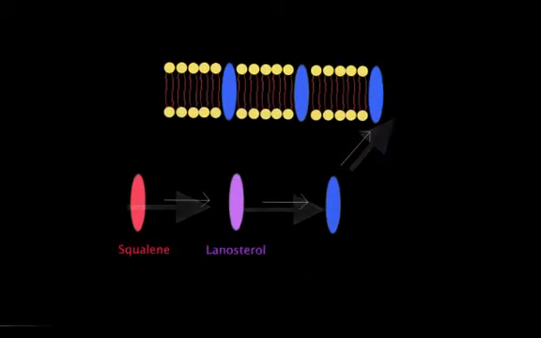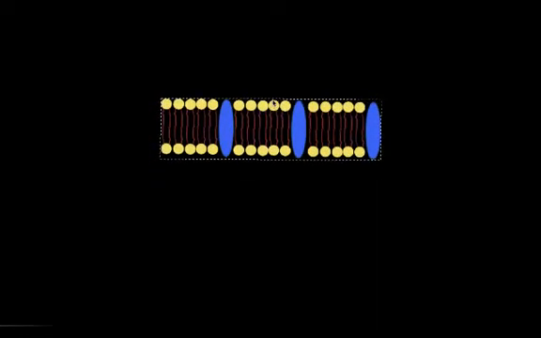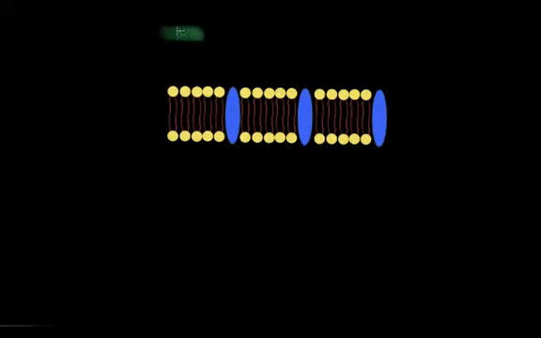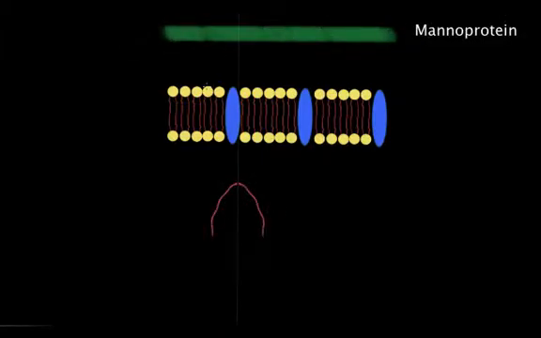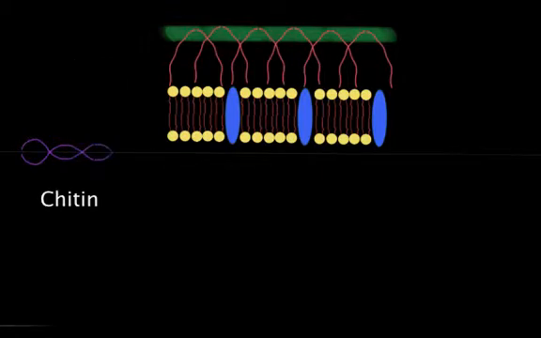Now let's step back from our discussion about the cell membrane of fungi and talk a little bit about the cell wall. The cell wall of fungi is markedly different from bacteria cells. It's made up primarily of the polysaccharides mannan, which forms a large mannoprotein on the outside shell of the cell wall, glucan, and chitin.